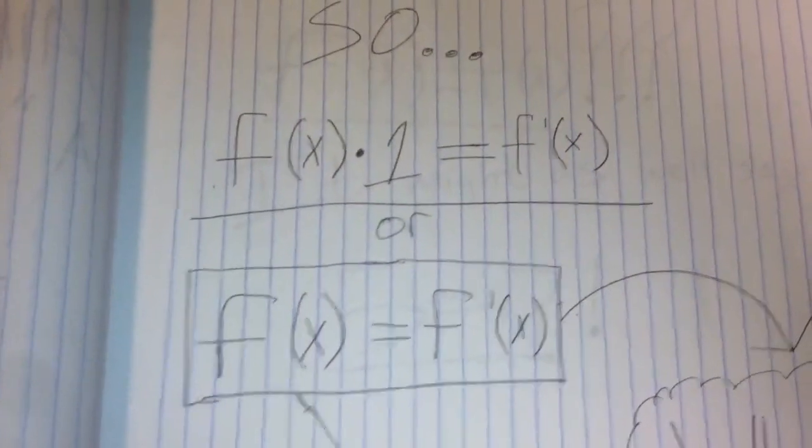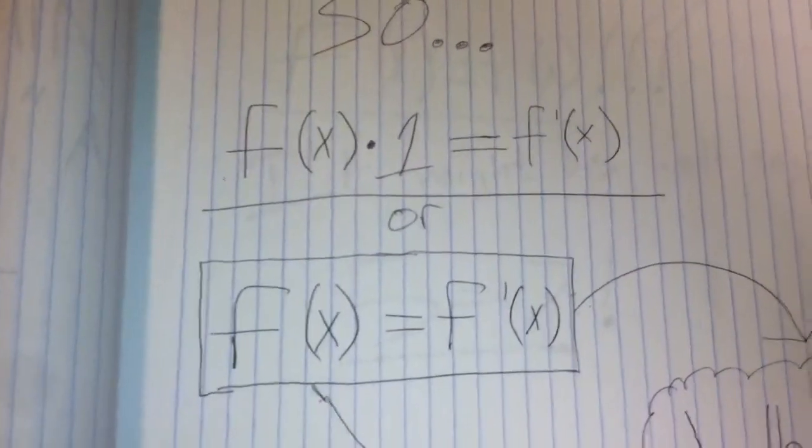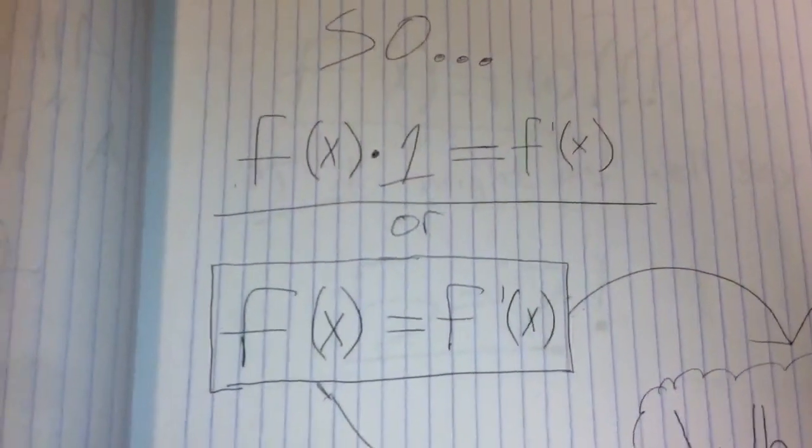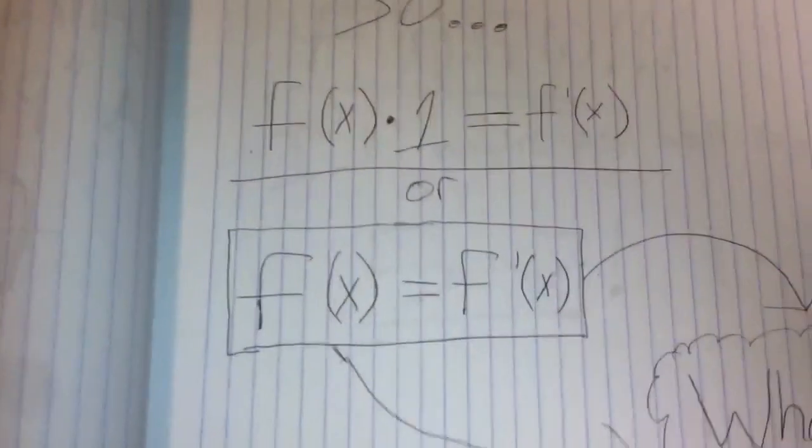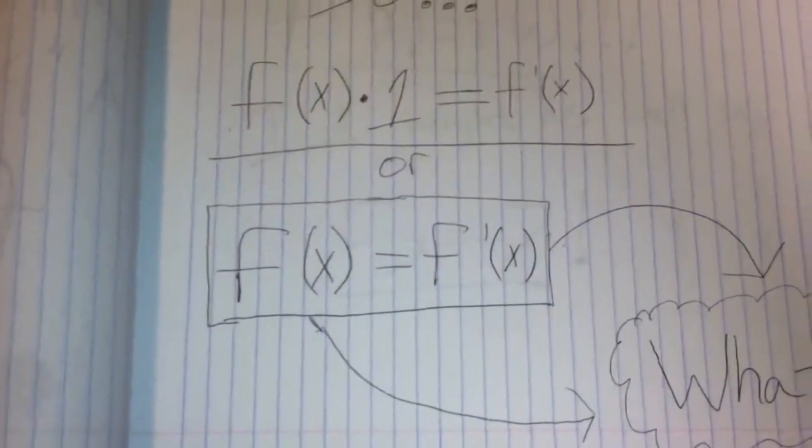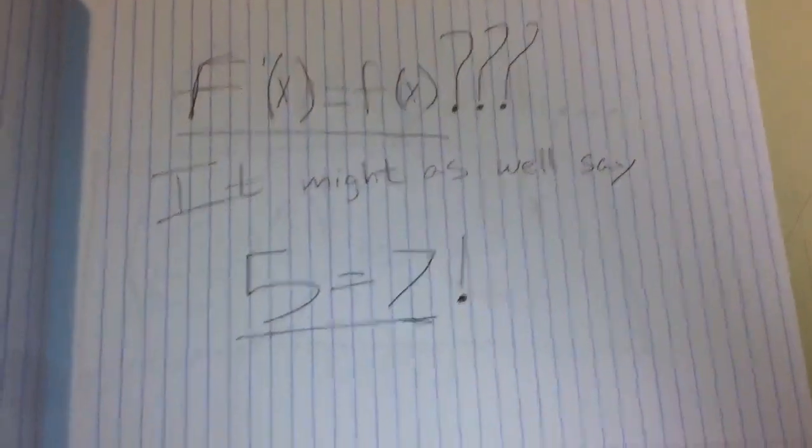So to move on, we know that f of x times 1, because 1 is our p of x in front of the y, has to equal f prime of x. Or, since 1 doesn't do anything, we just know f of x equals f prime of x. Now, that just doesn't make any sense. f of x equals f prime of x. That's like saying 5 equals 7.